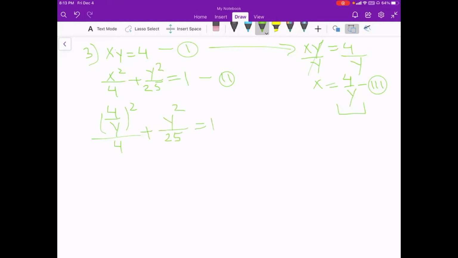Right? And then from there, what I have to do is simplify. The first thing that I'm going to do is get rid of this fraction. That's kind of a complex fraction, so I'll try to turn that into a simpler fraction.